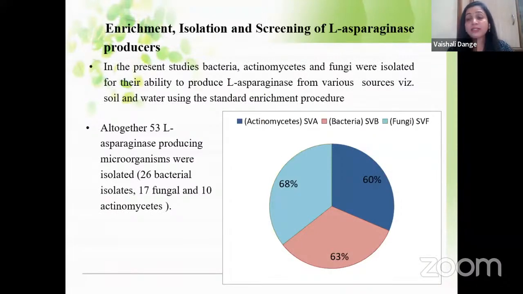Here we can see the different isolates that I have screened for the production of L-asparaginase. I screened different bacteria, fungi, and actinomycetes. From the population of these different microorganisms, I got 26 bacterial isolates, 17 fungal isolates, and 10 actinomycetes giving higher production. You can see this in the pie chart.